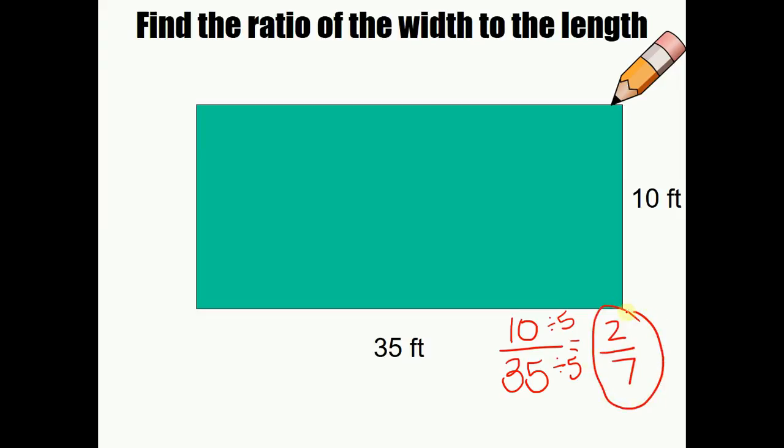So my width to my length is 2 to 7, and I'm going to label that 2 feet to 7 feet. So for every 2 feet in width, I add 7 feet in length.